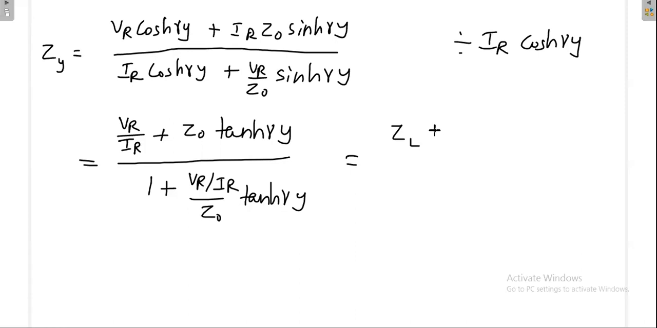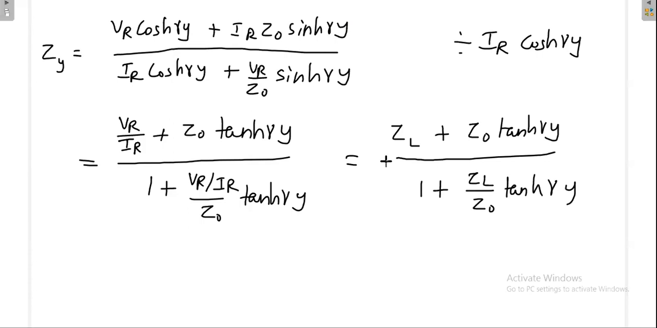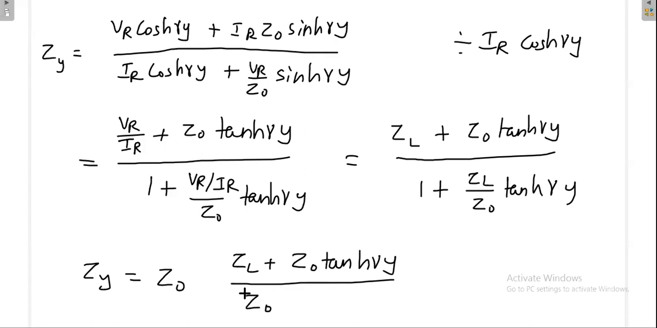So what I am getting is ZL plus Z naught tanh gamma y, divided by 1 plus ZL divided by Z naught tanh gamma y. If I take that Z naught, here one Z naught will come, and in the numerator another Z naught will come, the same Z naught. So, modifying this, you will get Zy is equal to Z naught times (ZL plus Z naught tanh gamma y) divided by (Z naught plus ZL tanh gamma y).